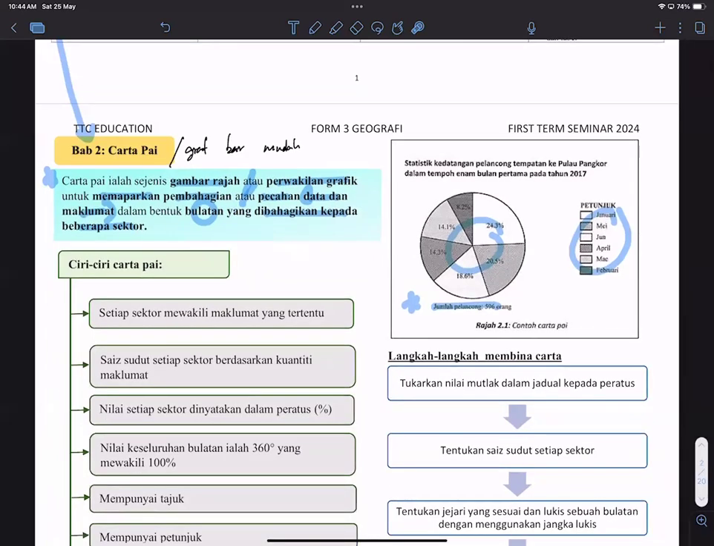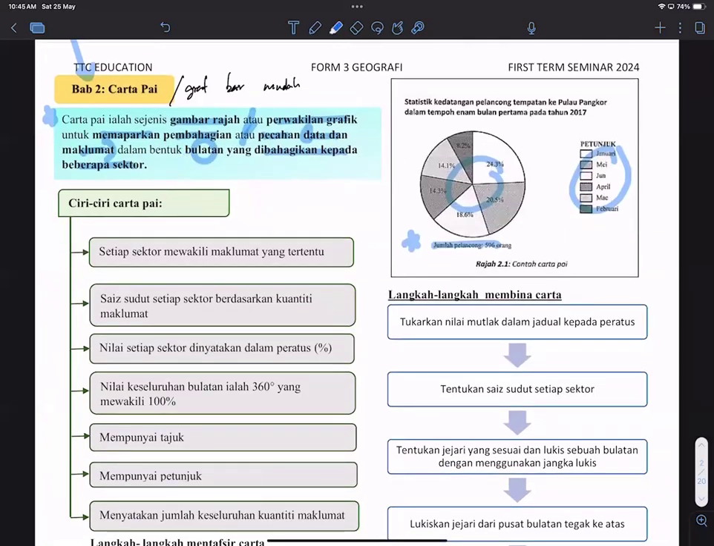Okay, so after the ciri-ciri, we just mentioned, right? We have a bulatan of 360. It represents 100%. And then this bulatan is going to split into different sectors. So the sector is with the size sudut. So all the size sudut have different nilai. The nilai is written in percentage.